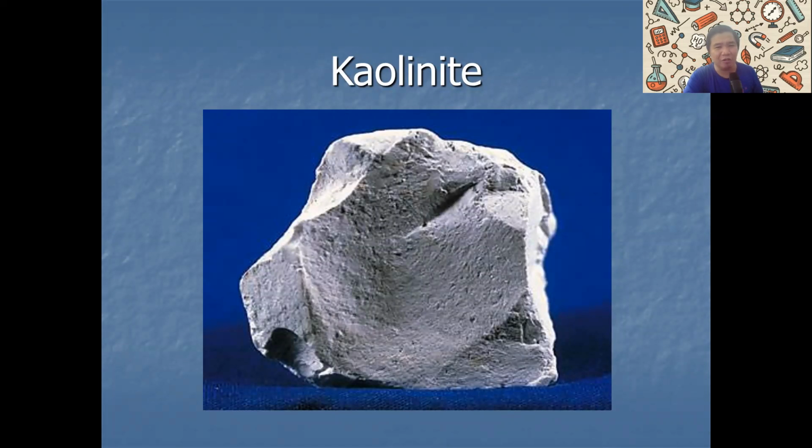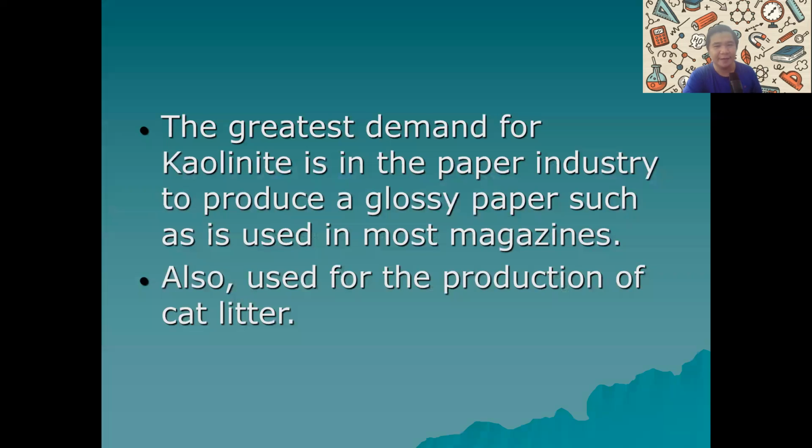Next is kaolinite. The greatest demand for kaolinite is in the paper industry to produce a glossy paper such as used in most magazines, also used for the production of cat litter.